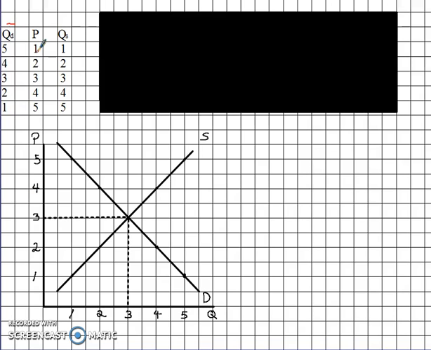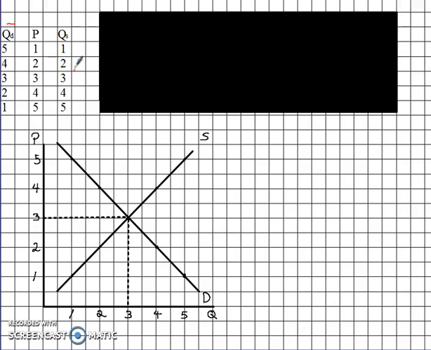So when the price is $1, the consumer wants to buy 5 units of the good. When it's $2, they want to buy 4 units of the good. When $3, they want to buy 3 units of the good, and so on and so forth. And then what I did is I took these points here and I graphed them and got the demand curve. So when the price is $5, consumers only want to buy 1 unit of the good. When the price is $4, they want to buy 2 units of the good, and so on and so forth.